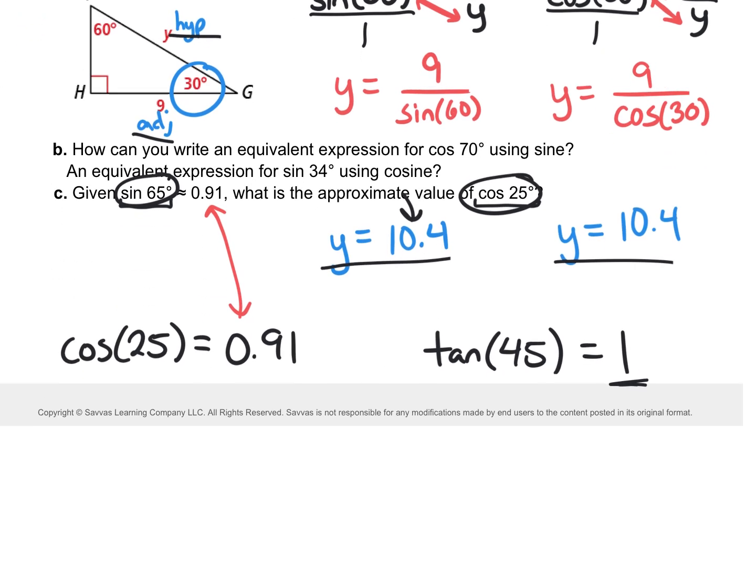Okay, let's try one more. Cosine of 32. Let's round to an eighth. 0.8. Again, what is that giving you? It's giving you a side length.